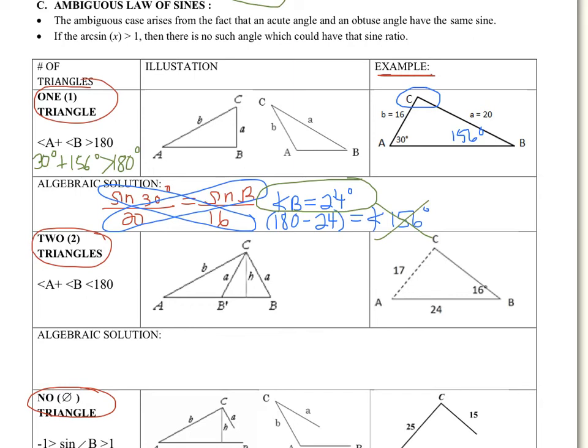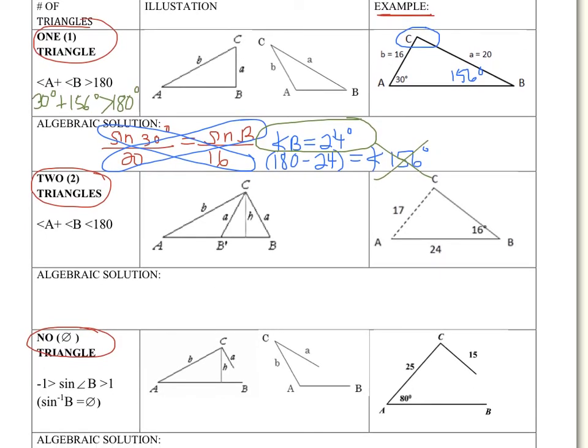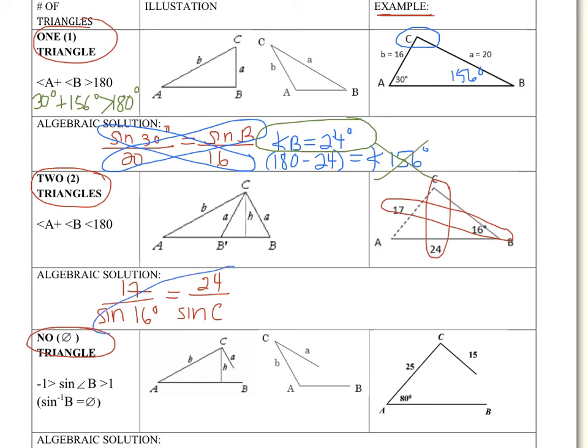Let's go down to example number 2. In example number 2, it's possible to get 2 different triangles when we solve this problem. Let's see how it works. I'm going to start with angle B. I'm going to get 17 over the sine of 16 degrees equals 24 over the sine of angle C. When we cross multiply and set up this problem and solve for angle C, we get that angle C equals about 23 degrees.